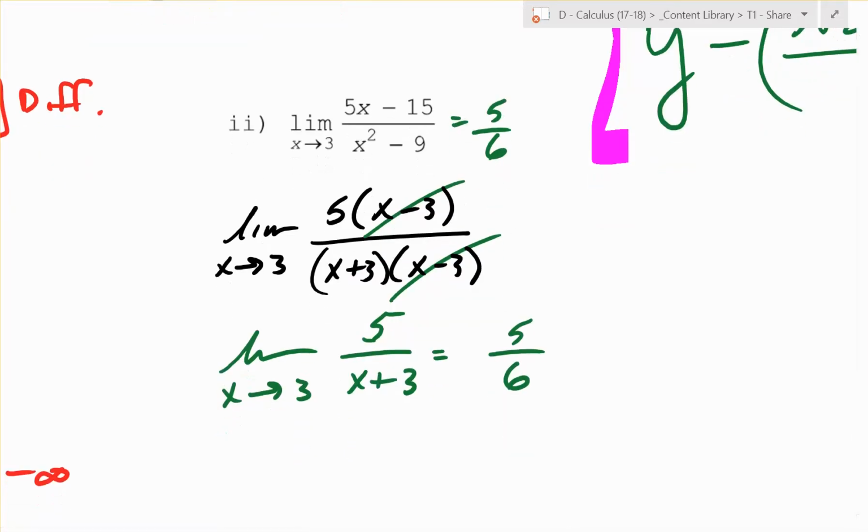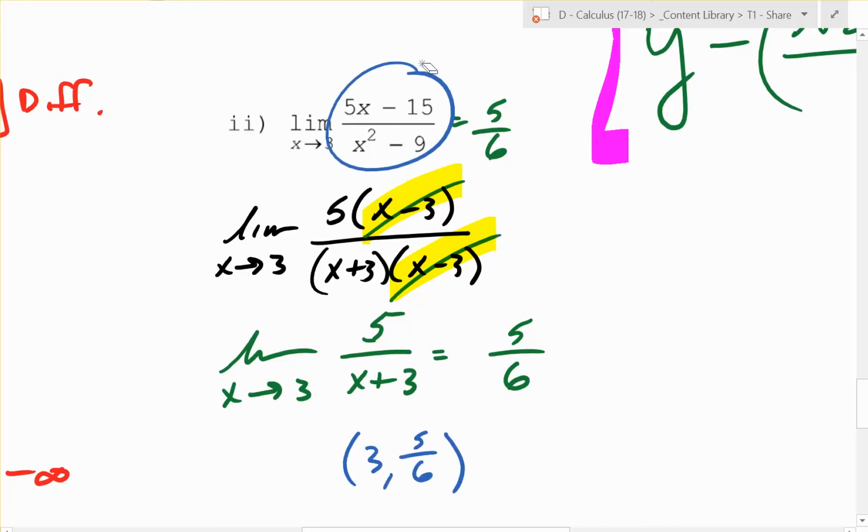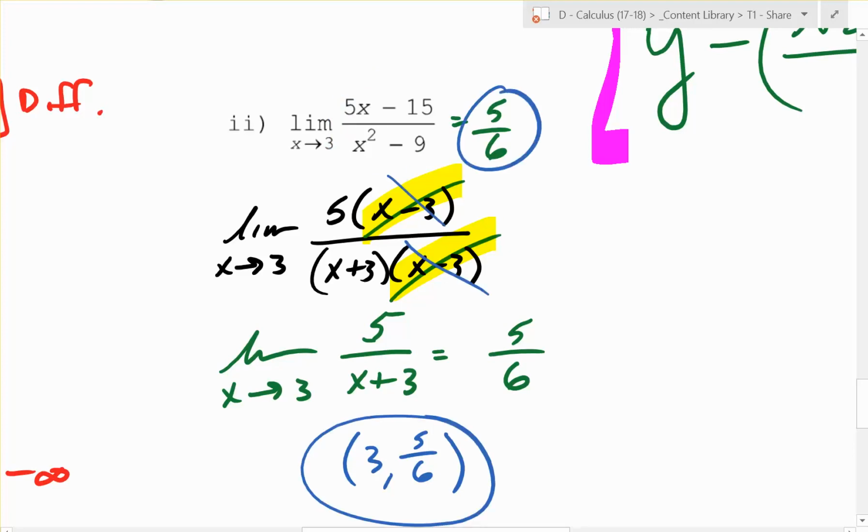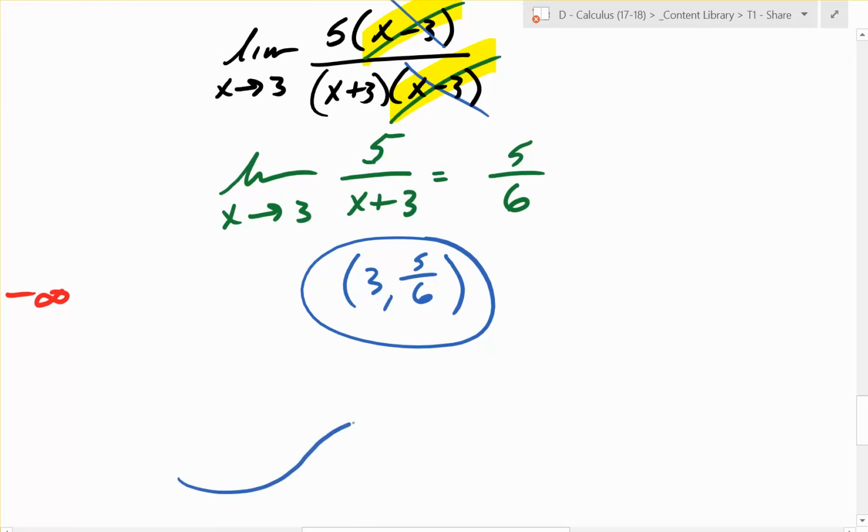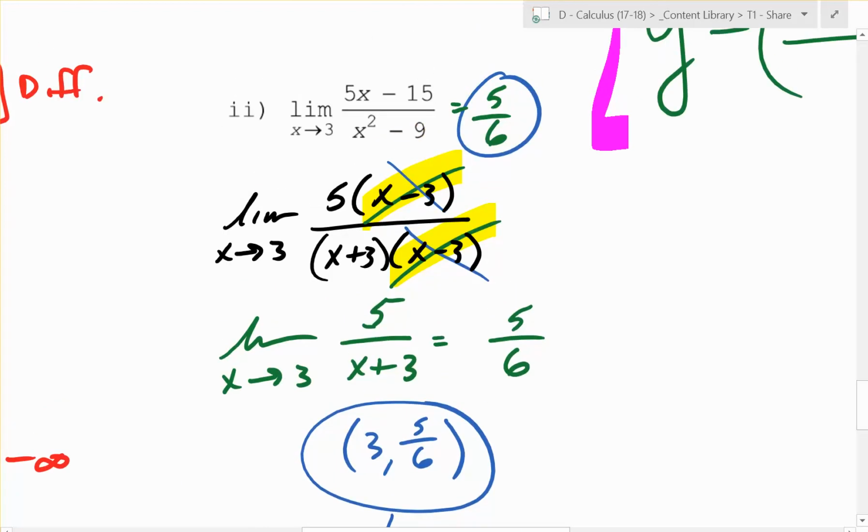Structurally, we know when you cancel like this, you're creating a hole, and that hole is occurring at 3, 5 over 6. You couldn't plug in 3 to the original one, but you can into the simplified form. All you're doing by crossing these out is plugging the hole, which is right there. So the limit is that. If you looked at this function, it'd be traveling along, there'd be a hole, and that hole would be right there. The limit is the same from the left and right. Therefore, we say it is 5/6.